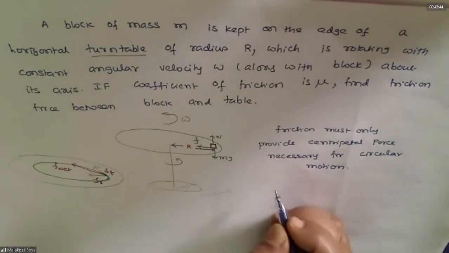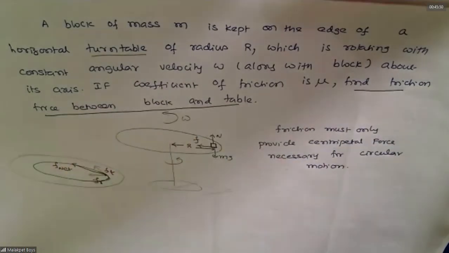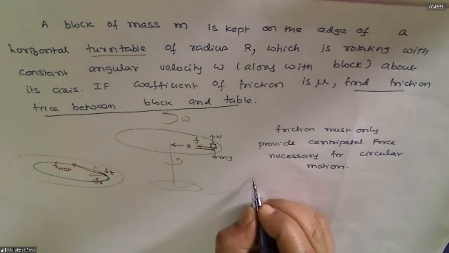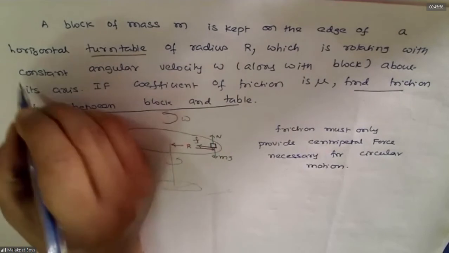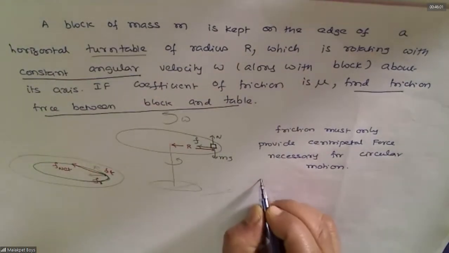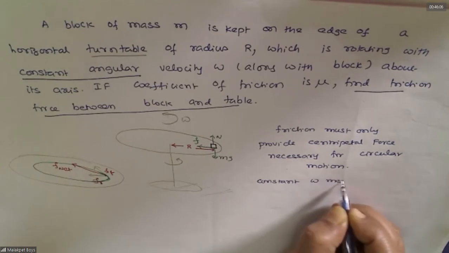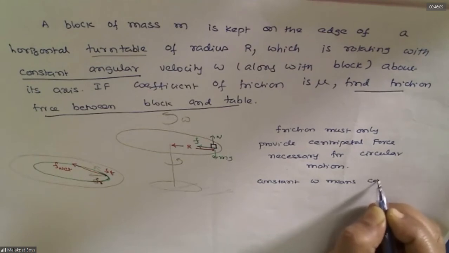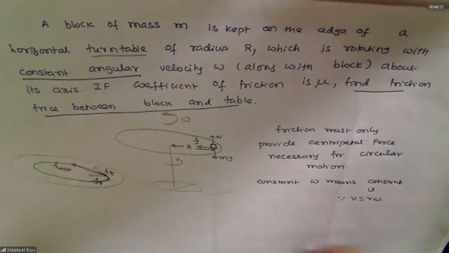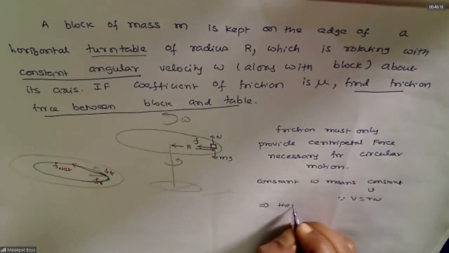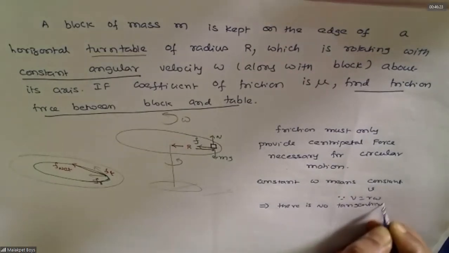So here what is he asking? Find the frictional force. That means there is no tangential frictional force. See, what he says is constant omega. What is the meaning of it? Omega constant means constant V, no? This implies that there is no tangential force, no? Yes, sir.